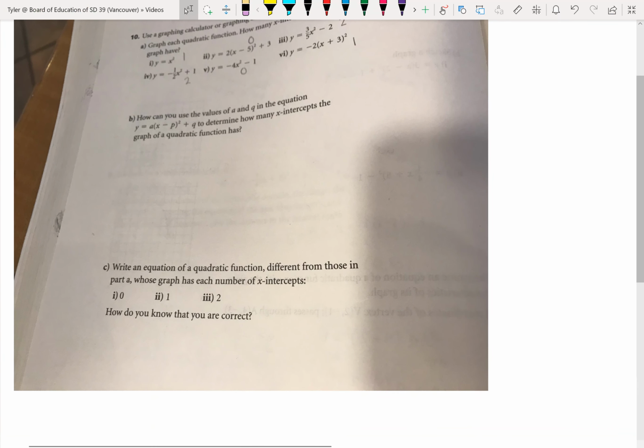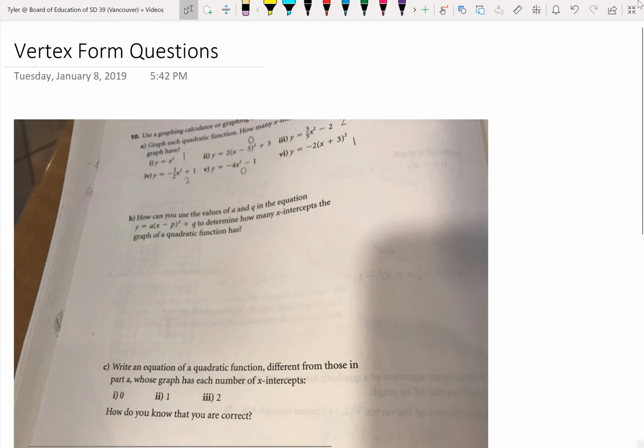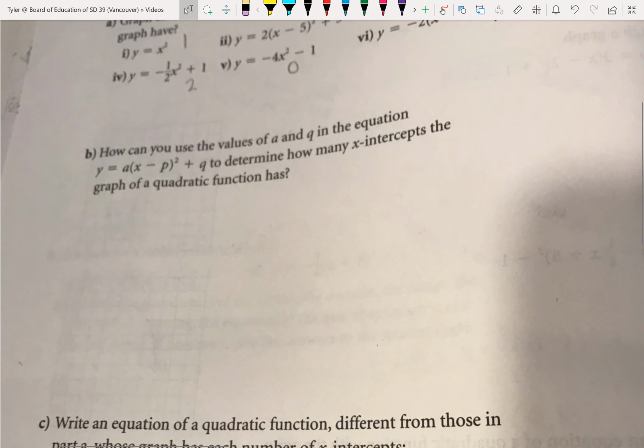All right, so we have a bunch of vertex form questions we're going to look at, specifically 10 B and C. So let's look at B first. How can you use the values of a and q in the equation to determine how many x-intercepts the graph of a quadratic function has? So let's just write a random one so we can look at this: y equals 3(x minus 1)² plus 5.